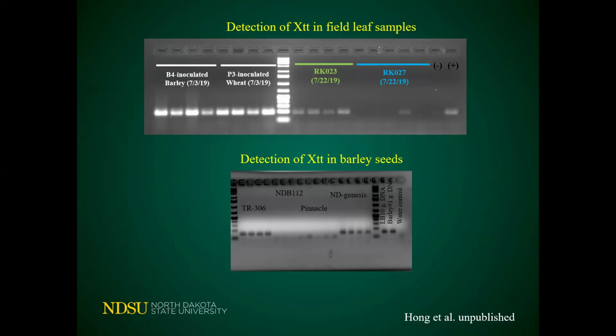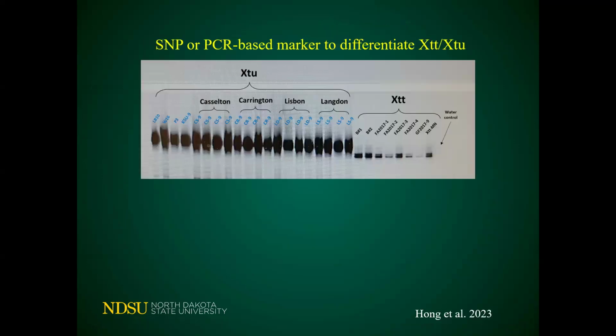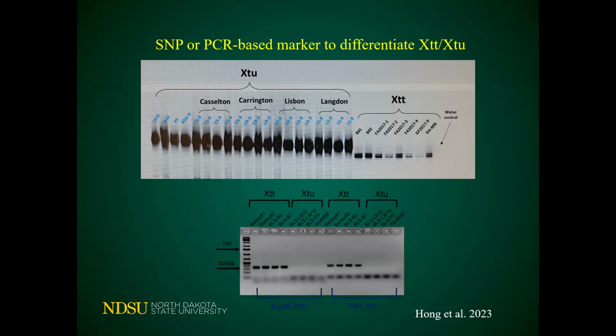Okay. We also tried to develop a marker that can separate XTT and XTU. In culture on the plate, you usually cannot separate them. There is no way to separate them. But you can develop SNP markers. We developed an SNP marker to separate XTU and XTT, and also developed a PCR marker that is very specific to XTT and does not amplify anything from XTU.